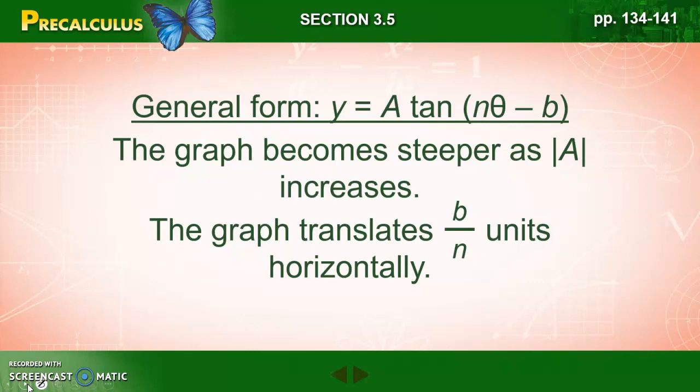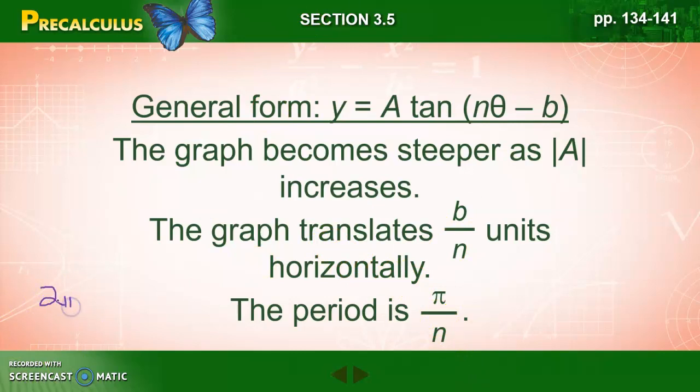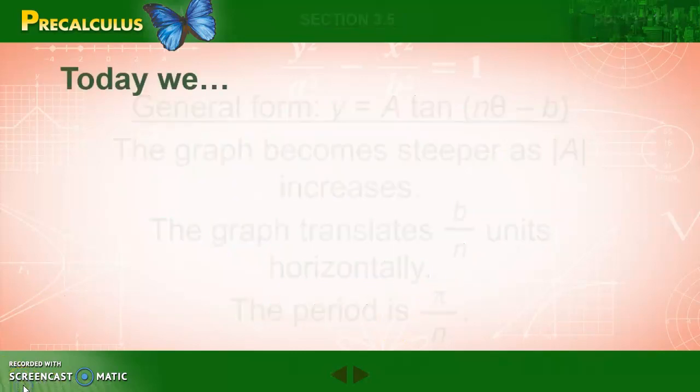We call that a phase shift with sine and cosine. Here we're just going to call it that horizontal translation. And our period is pi divided by n. Remember, sine and cosine, their period is 2 pi. So to find the period of our new function, we had to take 2 pi divided by n. But the period for a tangent function is just pi, so we're going to take pi divided by n.